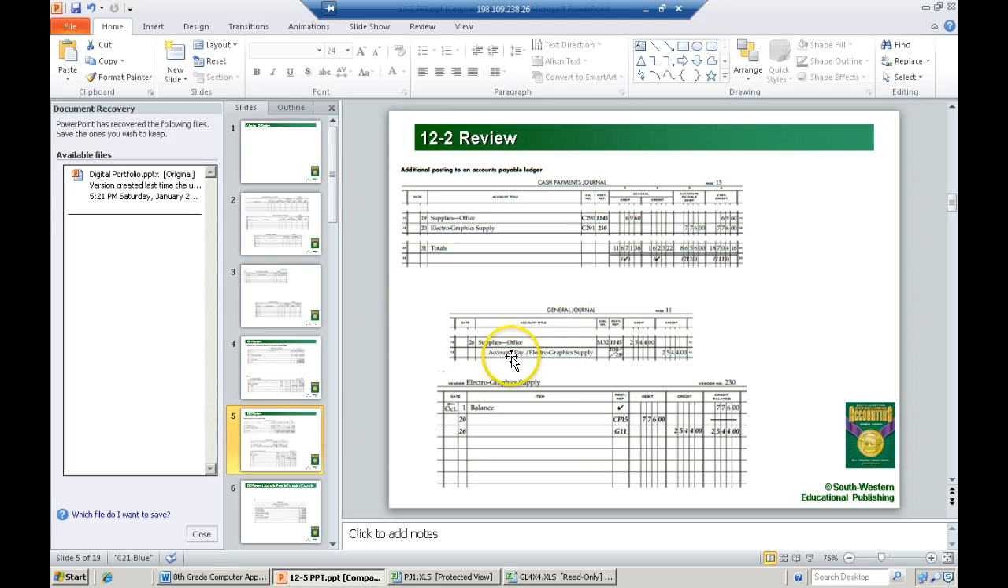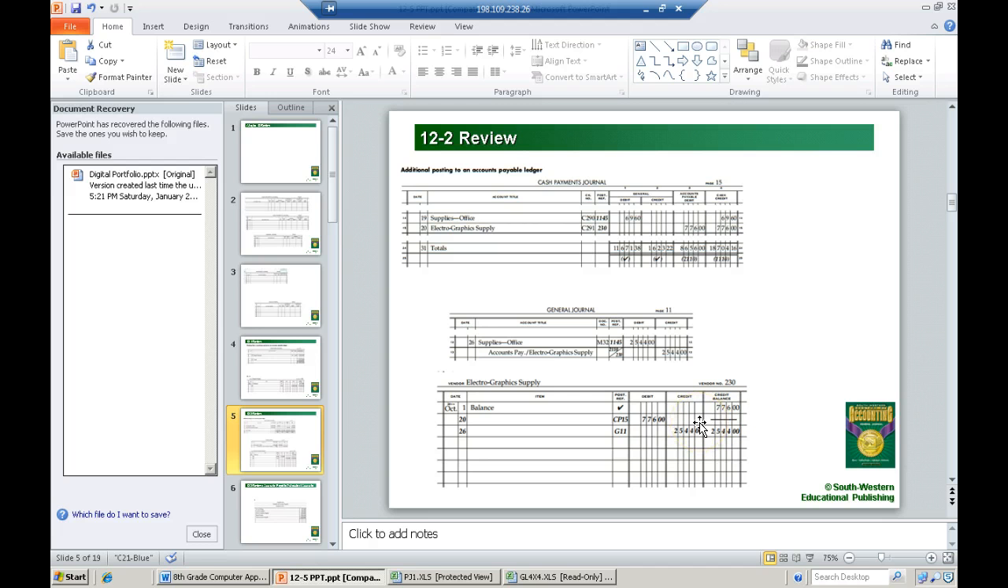So when we have a credit, that means we bought something on account in the general journal, supplies for this matter. We're going to record this in the accounts payable subsidiary ledger on the 26th, and we're going to credit that account. That means that we now owe them $2,544. This was all of 12-2.